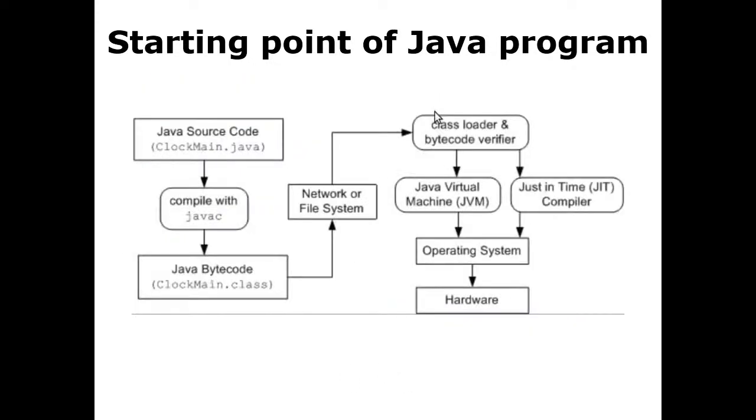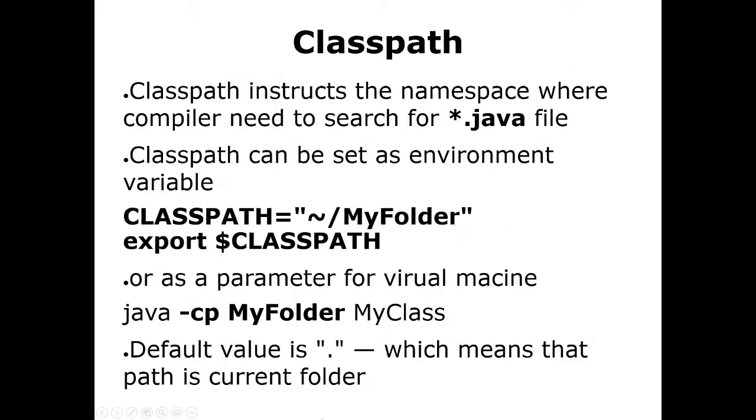Here is how it looks like. So we have source code, which is a .java file, a text file with the extension java. Then the code gets compiled. We get Java bytecode with the extension class. There's a network or file system. Then we go to the class loader, we go down deeper to the Java virtual machine, compiler, the operating system, and the hardware there. So this is the standard path for Java classes.